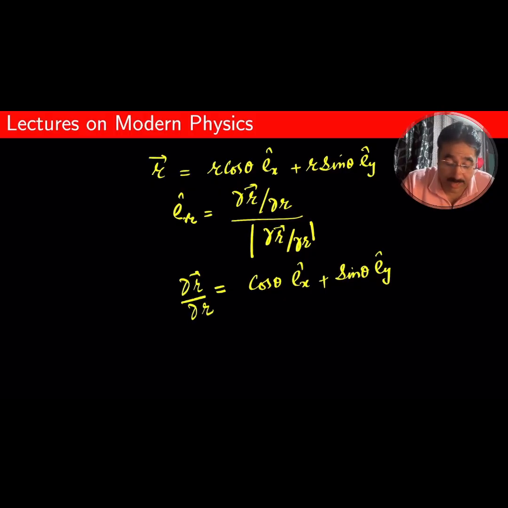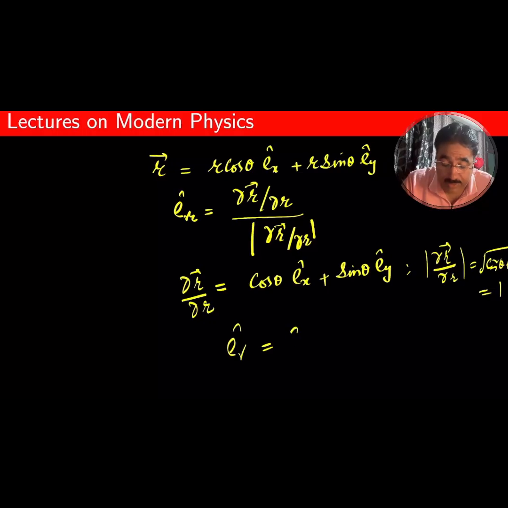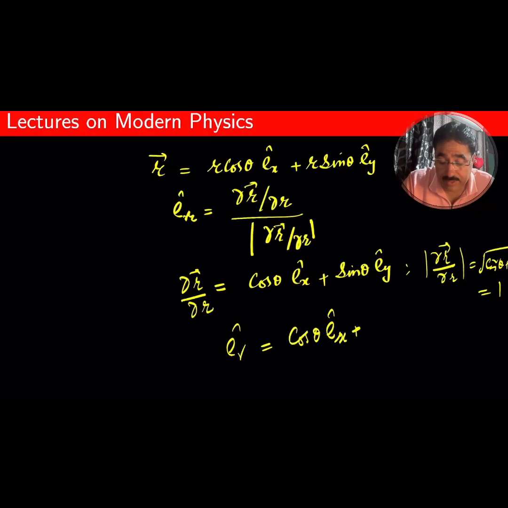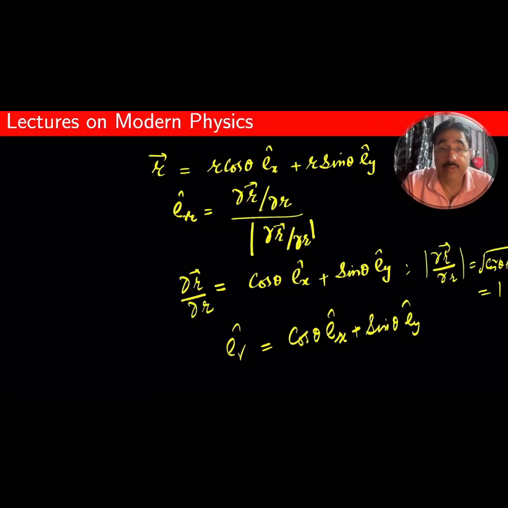That's what I get. And if I find the magnitude of dr by dr, that is the root of cos square theta plus sin square theta. And that is 1. So therefore, er would just be this dr by dr, the derivative of the position vector with respect to r, divided by unity. So that would be cos theta ex plus sin theta ey. Very nice.